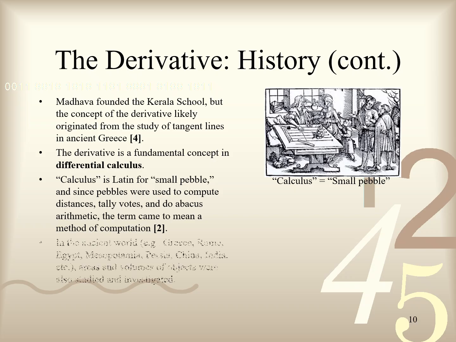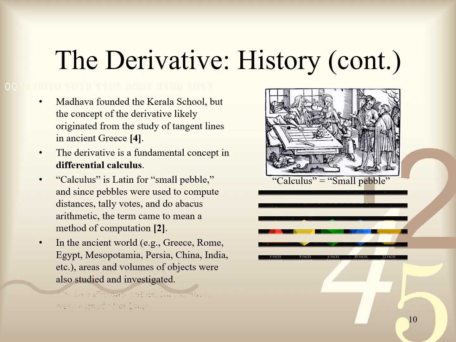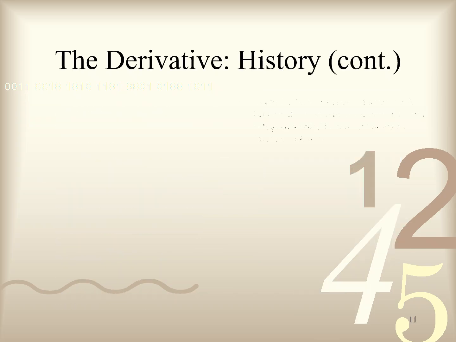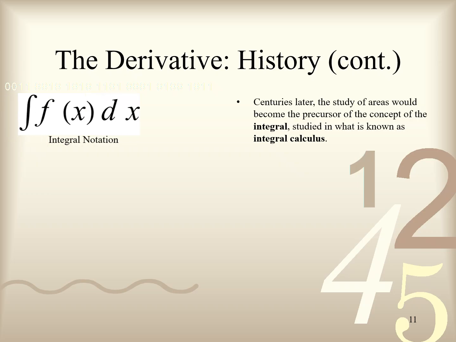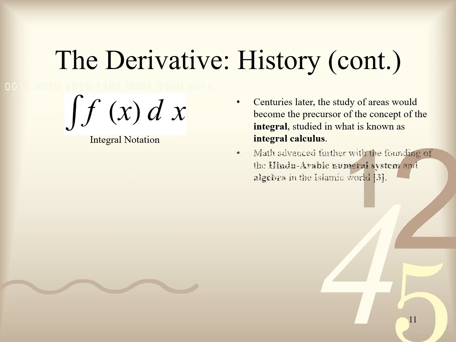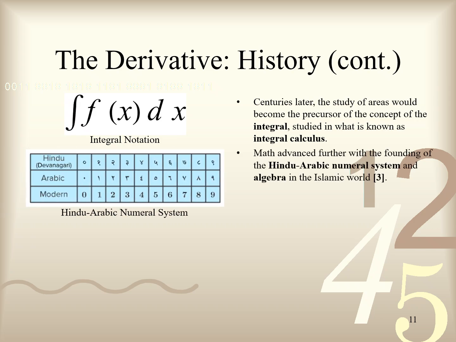In the ancient world, areas and volumes of objects were also studied and investigated. The 5 Platonic solids, for instance, were named after Plato from ancient Greece. Centuries later, the study of areas would become the precursor of the concept of the integral, studied in what is known as integral calculus. Math advanced further with the founding of the Hindu-Arabic numeral system and algebra in the Islamic world, as per reference 3.